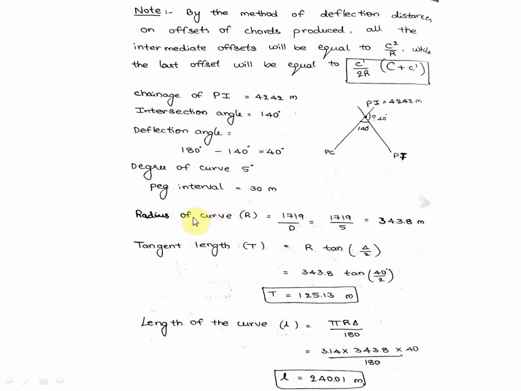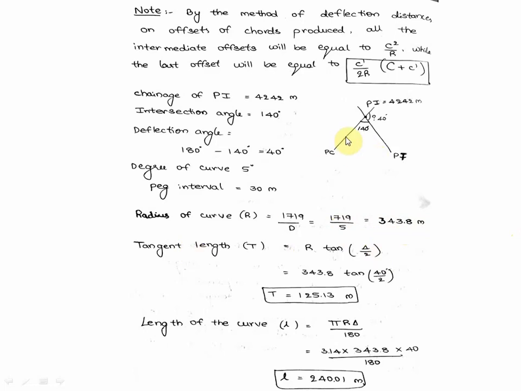Next, first you need to find out the radius of curve. As I explained in the relation between degree of curve and radius of curve, we know the formula for radius of curve, that is 1719 by D. You can directly apply this formula. D is nothing but the degree of curve, so 1719 by 5. The degree of curve is given as 5. So the radius of curve you will get is 343.8 meter.